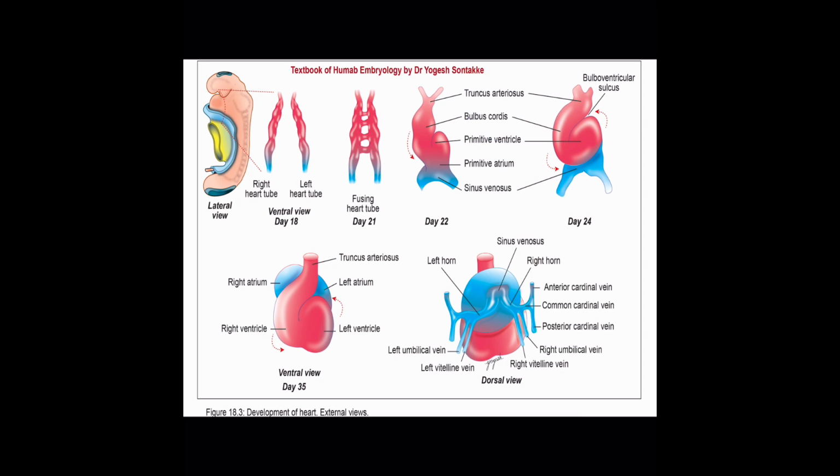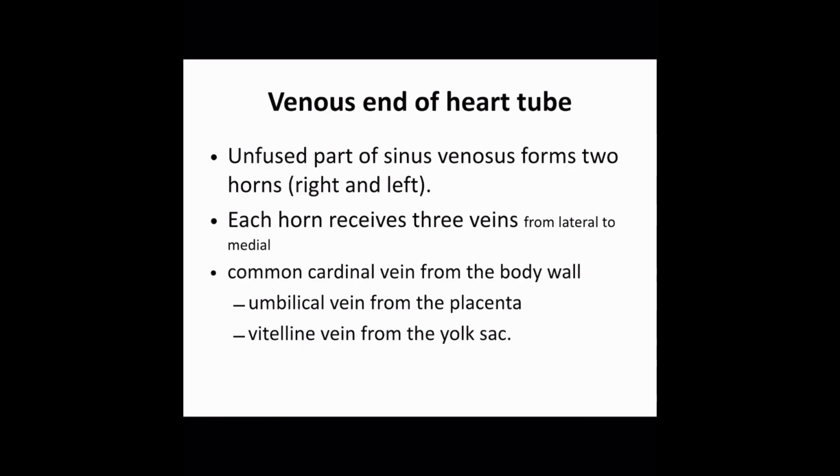You can see these are the loop formation. This is the U type, then the S type loop, and here is the dorsal view where we can see the sinus venosus, which has two horns. This is the venous end of the heart view. The unfused part of the sinus venosus forms two horns, the right and the left. Each horn receives, from lateral to medial, the common cardinal vein from the body wall, the umbilical vein from the placenta, and the vitelline vein from the yolk sac.